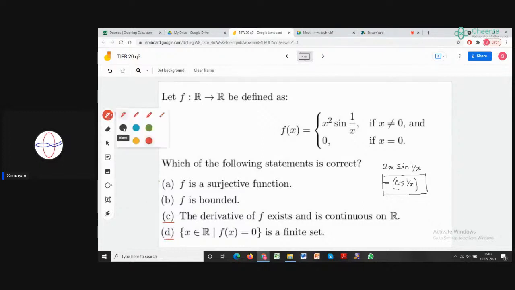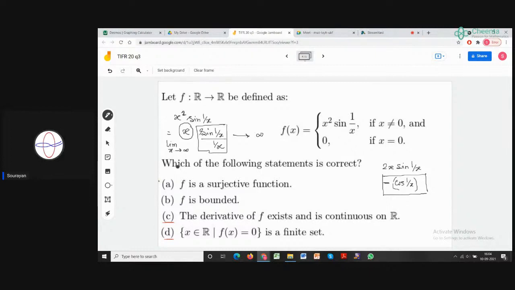For the bounded option, you can use the squeeze theorem, and you can also see it without the squeeze theorem. If you take x square sine 1 by x, you can write it like this: x times sine 1 by x by 1 by x. If x tends to infinity, this will shoot to infinity, because the sine ratio is practically 1 and it will be solely dominated by x. Hence the bounded option is also not there.